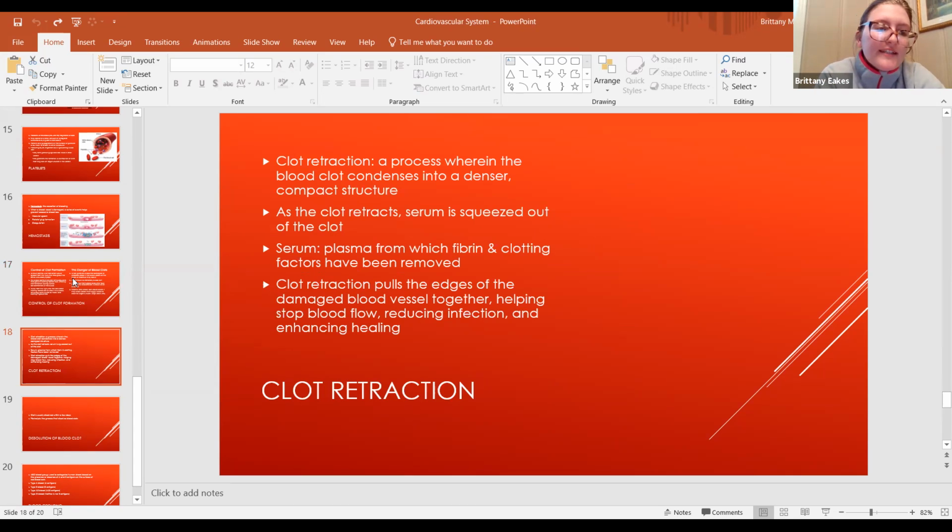Okay, so once a clot is formed, we don't want that blood clot to stay there forever. We need it to go away. So we have this process called clot retraction. And clot retraction is where the blood clot condenses into a denser, more compact structure.